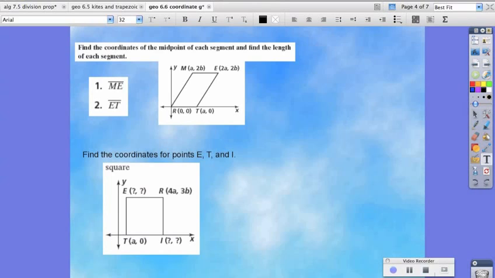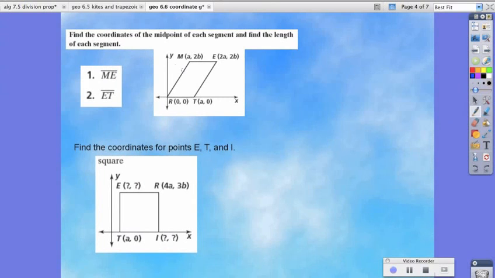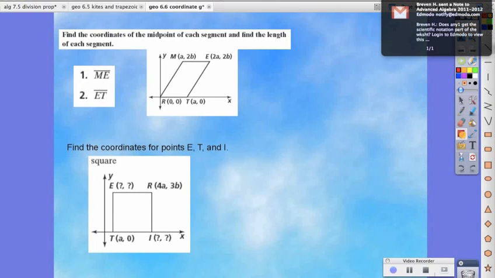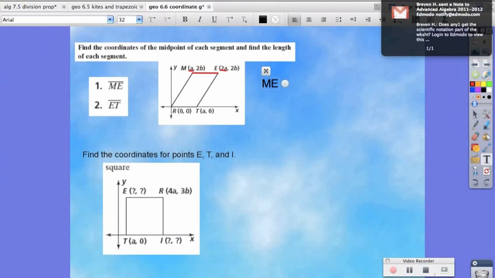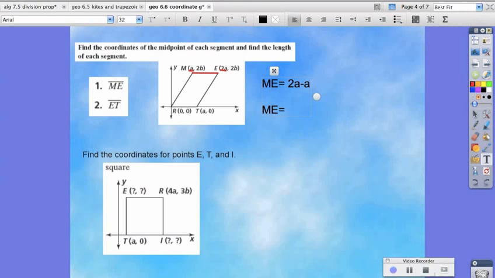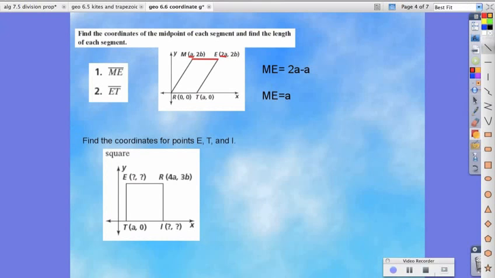So we have this picture for number 1, and it says find ME. Find the length of ME. Now, for this one, ME is this line right here. If we're trying to find that and it's a horizontal line, then really all we're looking at are the x's. So it went from A to 2A. So ME is really just the distance or the difference in 2A minus A. Therefore, ME equals A.